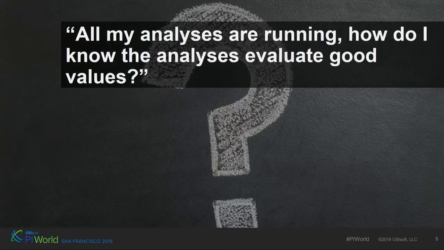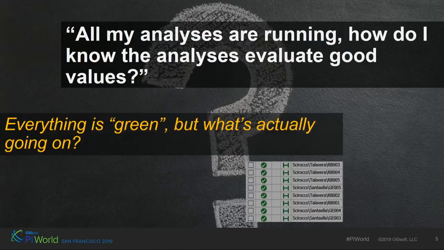Over the years we have heard questions from support and customers. One question is, sometimes all my analyses are running, they are green, but how do you know that they actually get good values? You might see those green check marks all over the place, but are you sure that the analysis actually evaluates numbers that you expect it to?